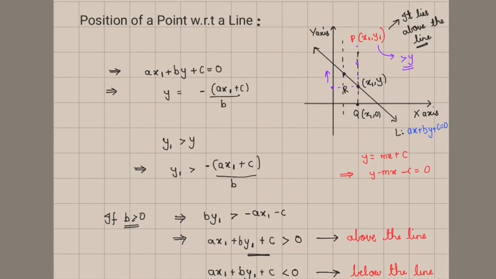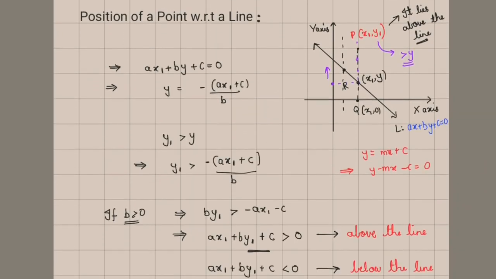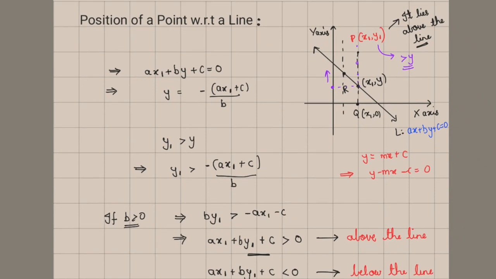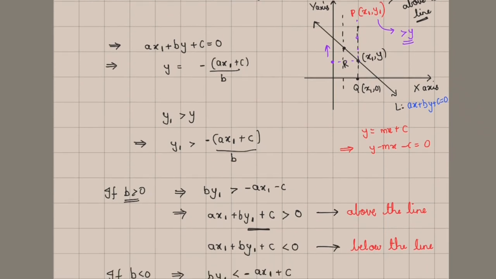Okay, let's see what we have done today. We have seen the position of a point with respect to a line. Suppose a point is higher than the line, then the y coordinate of that point is greater than the y coordinate on the line. So we compared them, which gives y1 greater than minus ax1 plus c by b. Suppose b is greater than 0, which gives by1 greater than minus ax1 minus c, which gives ax1 plus by1 plus c greater than 0, the condition for above the line.